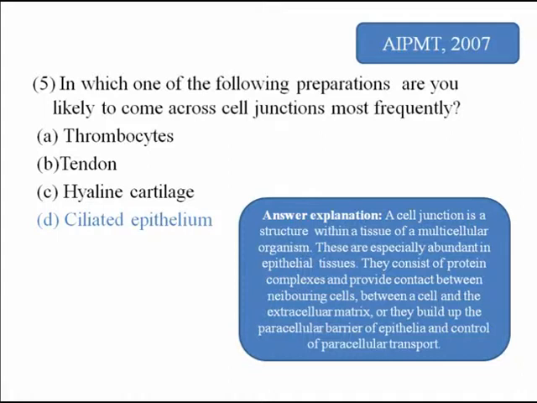So what is cell junction? Did you recall? Yeah. Cell junctions join adjacent cells. These are mostly found in epithelium. They contact between adjacent cells and they control paracellular transport.